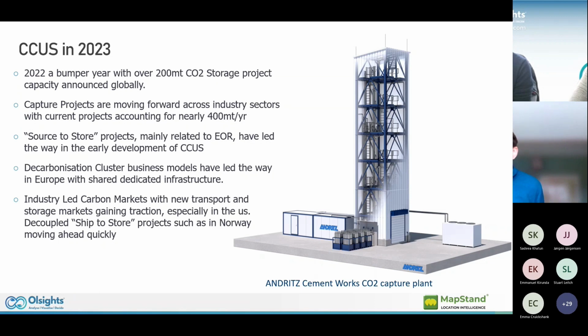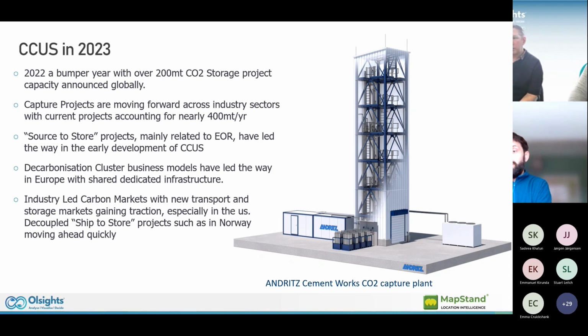So what is going on in CCUS today, looking out globally? 2022 was an enormous growth year for the industry. I mean, an absolutely staggering number of announcements in terms of capture and also storage. We saw over 200 megatons of CO2 storage projects announced globally, in over 40 different countries. I'll show you in a minute, but with the US and Europe really dominating, we're seeing CCUS developed globally.